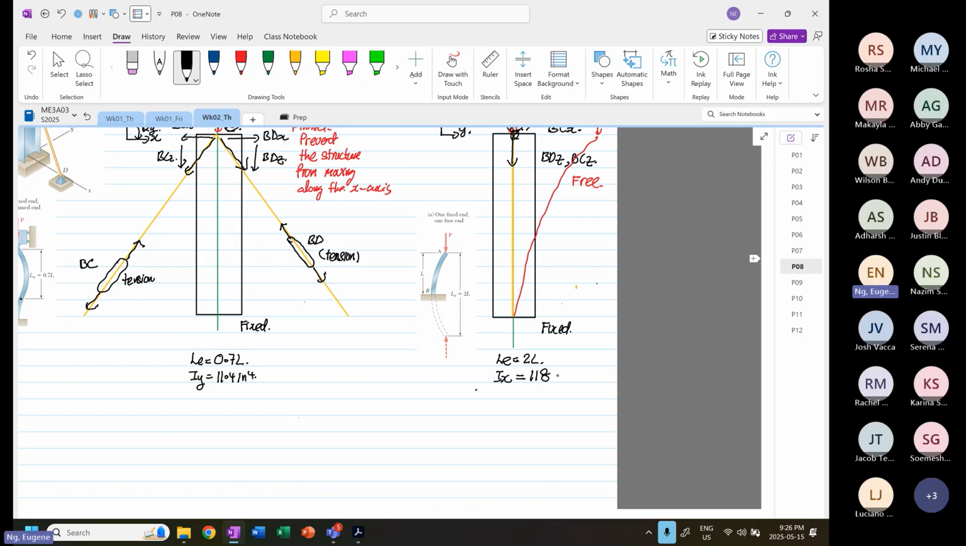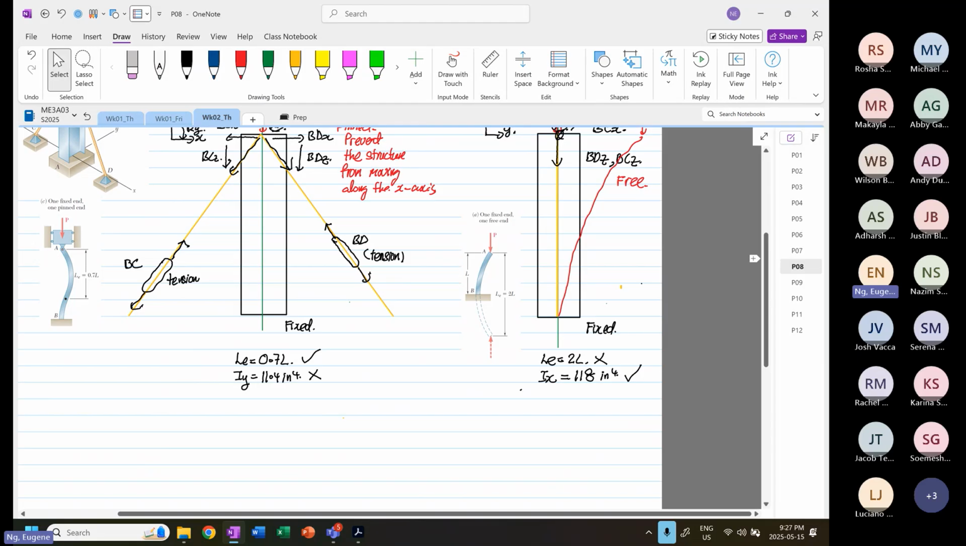Again, we have the same problem, right? So this is good for buckling. This is no good for buckling. When you compare left and right, this is no good for buckling. This is good for buckling. So we can't tell which axis will buckle first, or which is stronger and which is not. So what we have to do now is calculate our equivalent length.